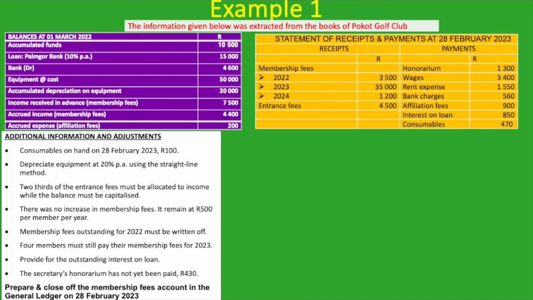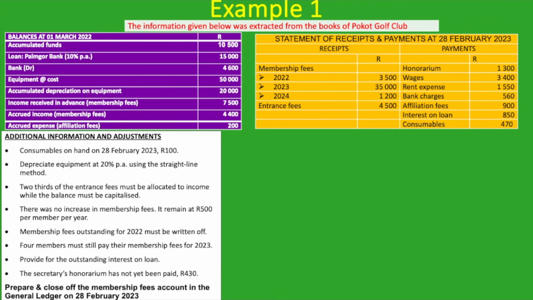So here's an example that we are given. We're told here that the information given below was extracted from the books of Pokot Golf Club. And what is the required? Well, we read the title and then we go to the required so that we can make sense of what they want us to do before we can look at all the information that we're given. We're asked to prepare and close off the membership fees account in the general ledger on the 28th of February 2023. And we're going to do just that.